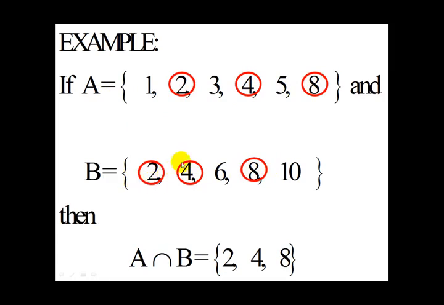So because 2, 4, 8 belong to both the set A and the set B, we say that A intersection B equals 2, 4, 8. That is the elements that belong to both A and B. That is what we mean by intersection of sets.